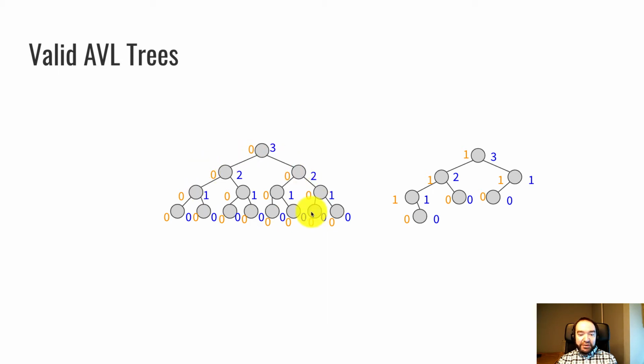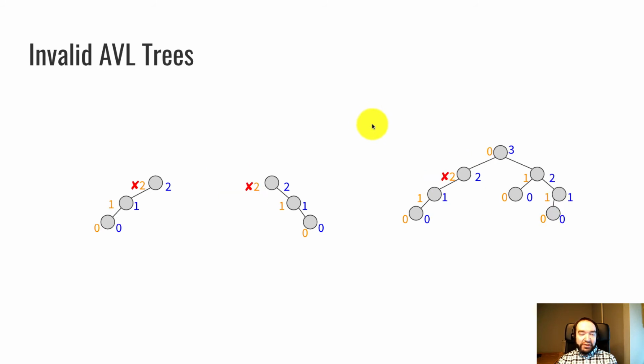When there's 0 everywhere, it's perfectly balanced. When you've got some 1s in the mix, it's a little bit imbalanced. If you have any 2s, it's pretty imbalanced. Here's an example of what some invalid trees could look like. These are not AVL trees because the balance factor is too far off. This is the smallest tree we can form that violates the invariant.